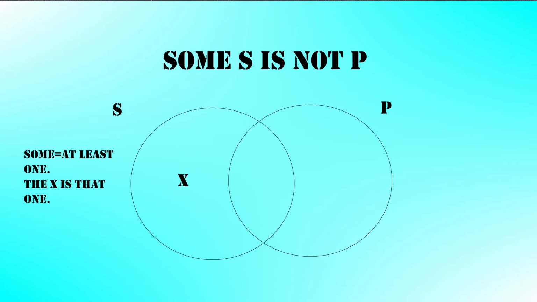Same idea with some S is not P. Here we know there's at least one thing in S that's outside of P, that's not a P. So we're going to symbolize that by putting an X outside of the region where S and P overlap. At least one S is not a P. Which one? The one we've symbolized with our X.